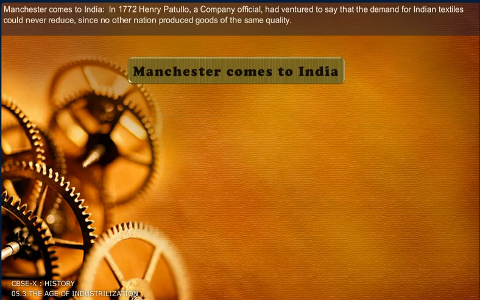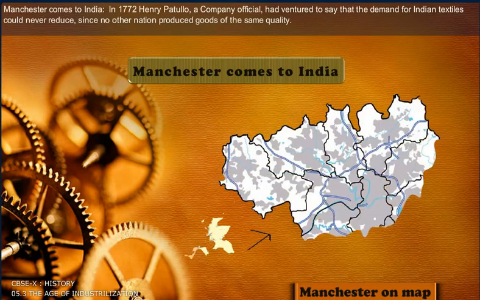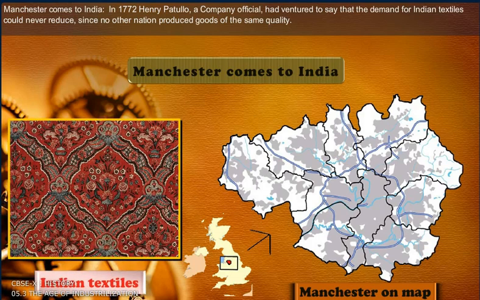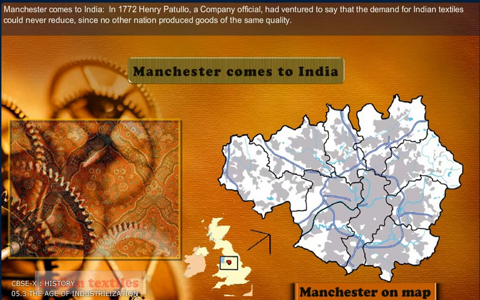Manchester comes to India. In 1772, Henry Patullo, a company official, had ventured to say that the demand for Indian textiles could never reduce, since no other nation produced goods of the same quality.